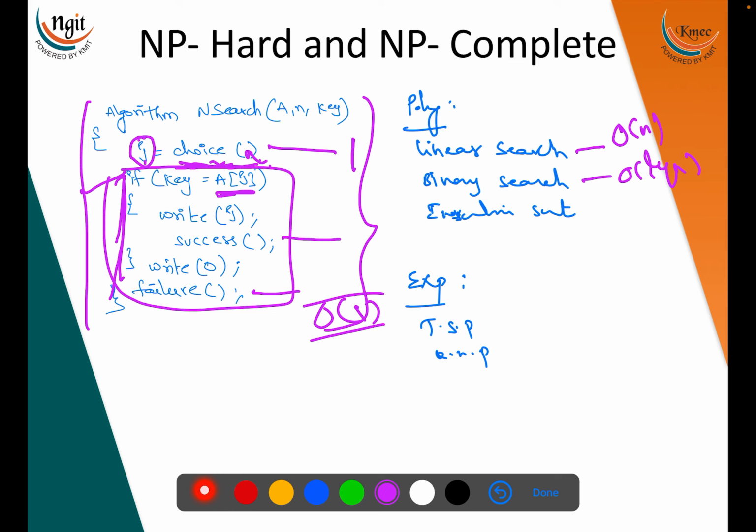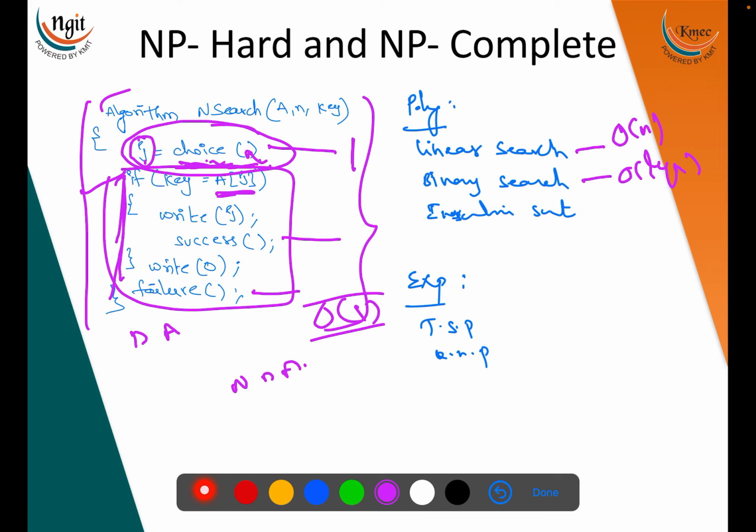The algorithm which executes in polynomial time is called what? A deterministic algorithm. And as I don't know in what time this statement will get executed, the whole algorithm is called a non-deterministic algorithm.